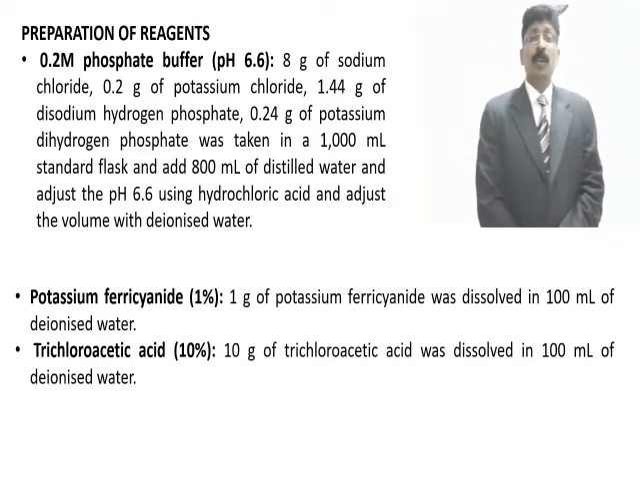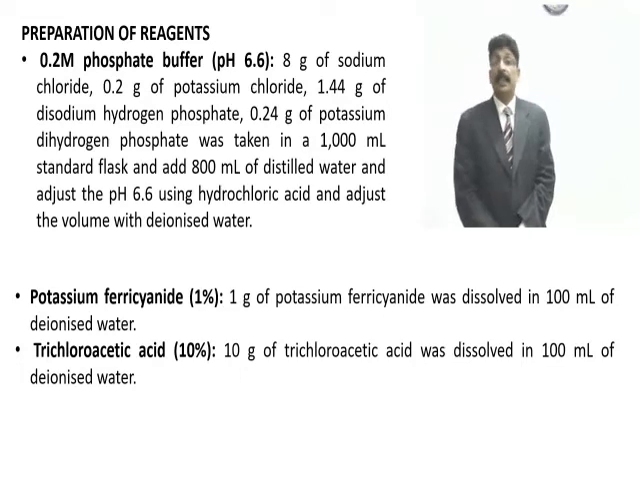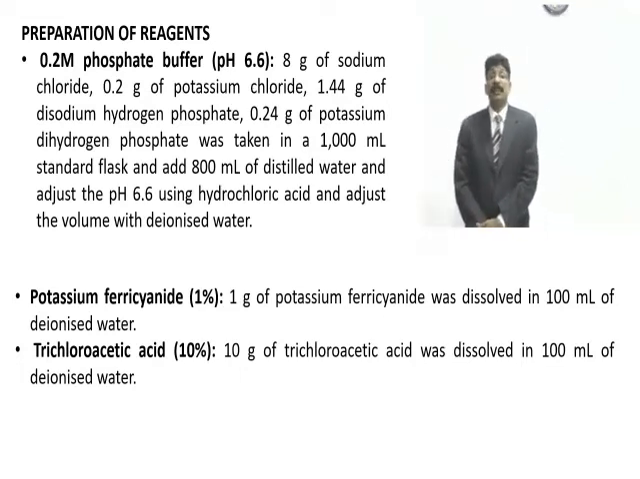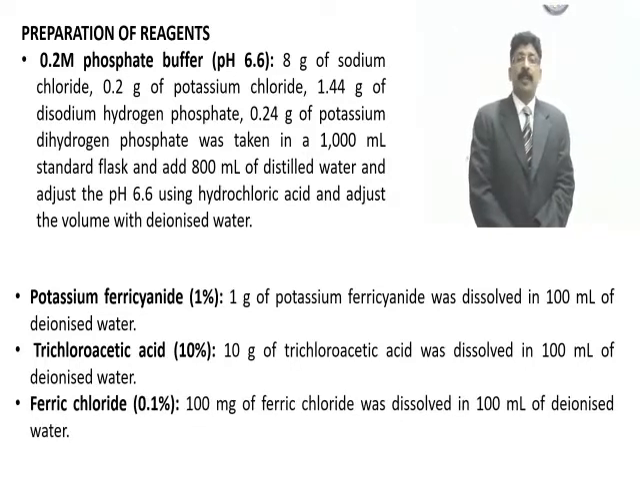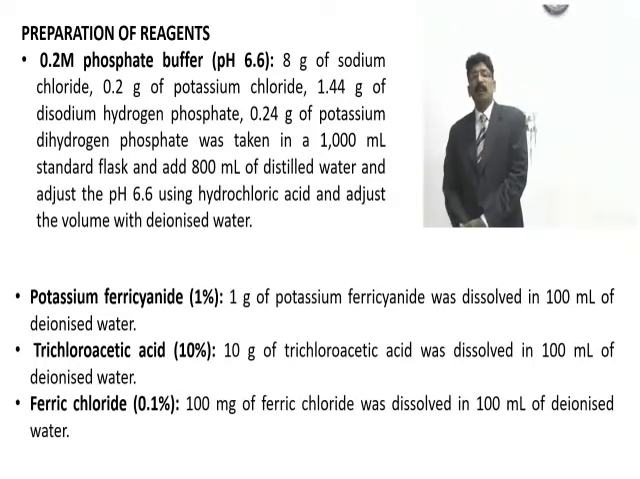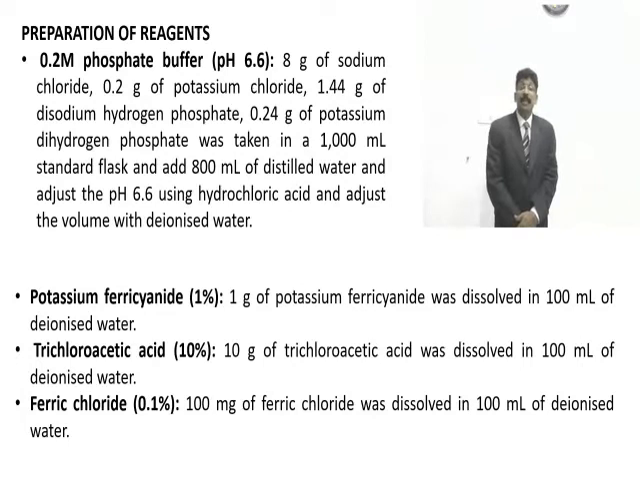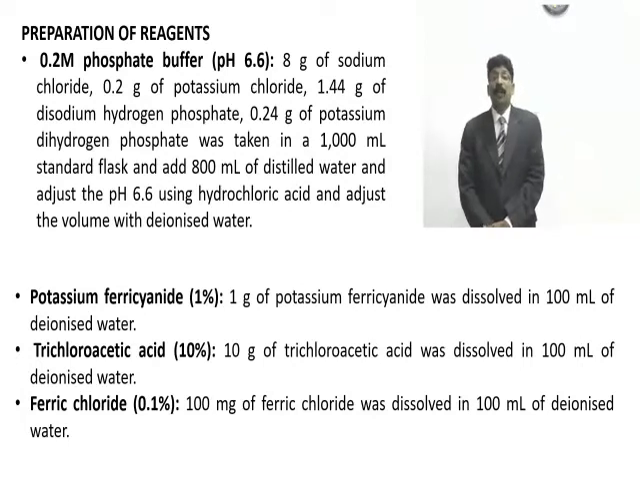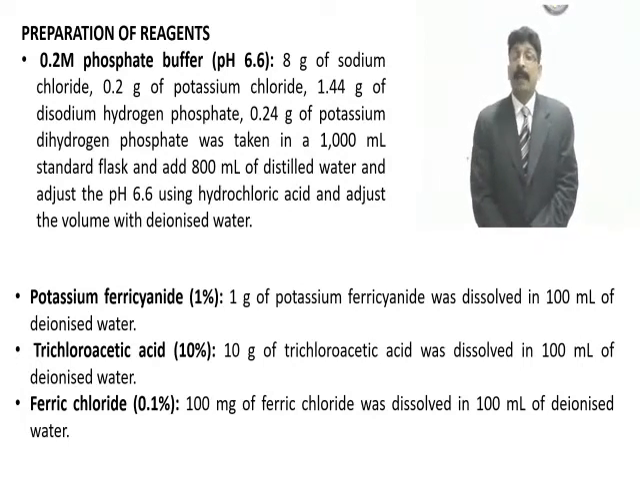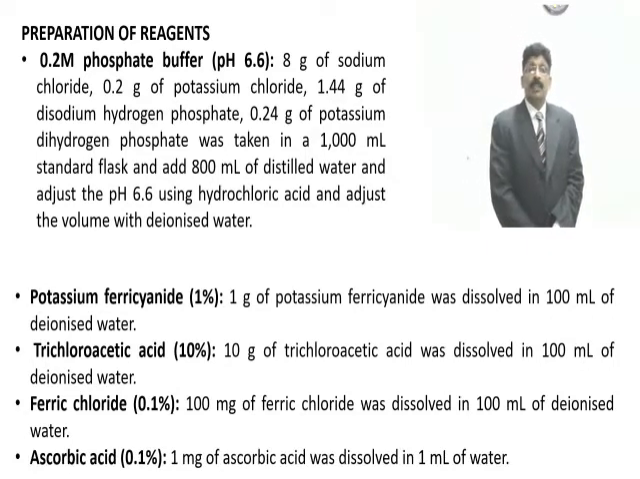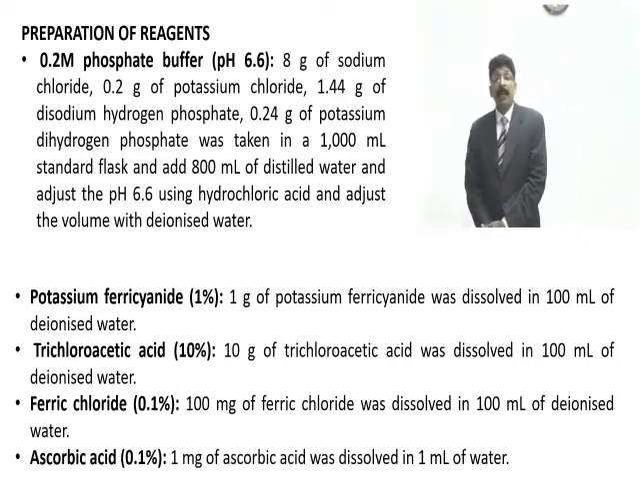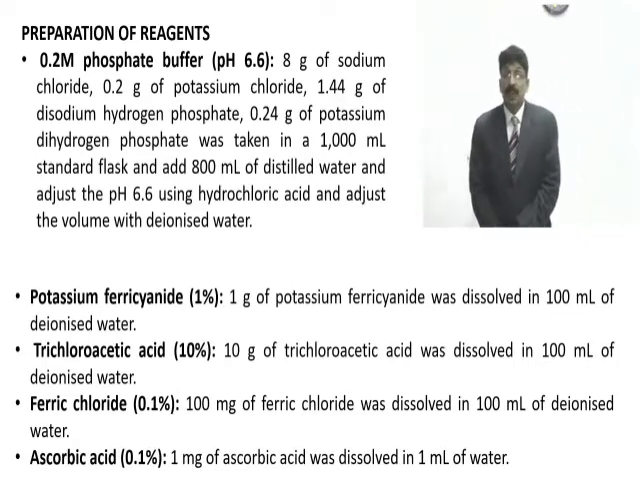Trichloroacetic acid 10%: 10 grams of trichloroacetic acid was dissolved in 100 ml of deionized water. Ferric chloride 0.1%: 100 milligram of ferric chloride was dissolved in 100 ml of deionized water. Ascorbic acid 0.1%: 1 milligram of ascorbic acid was dissolved in 1 ml of water.